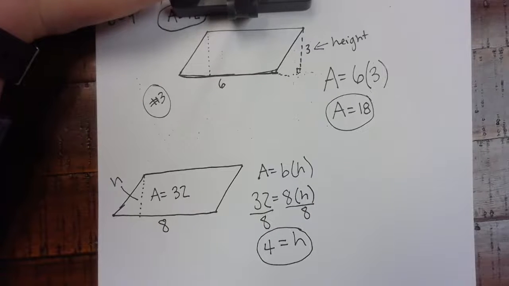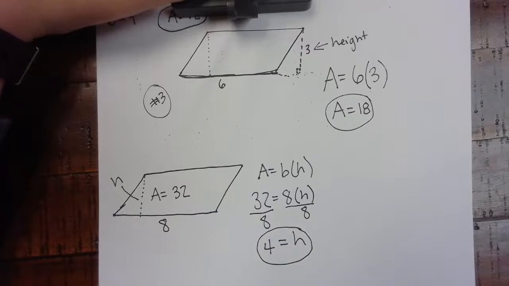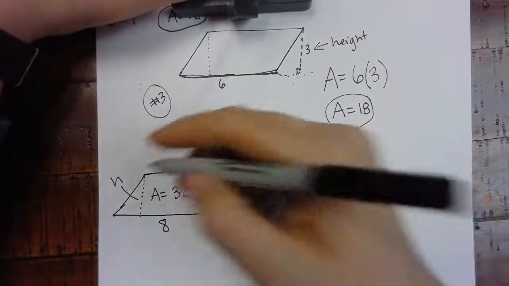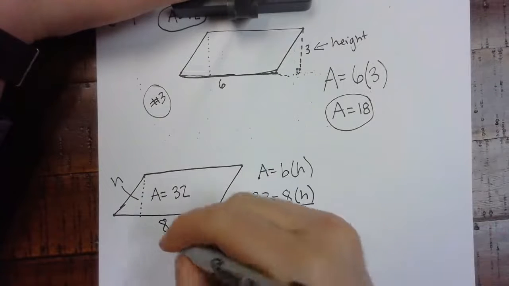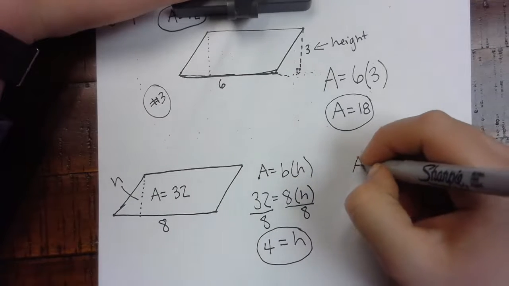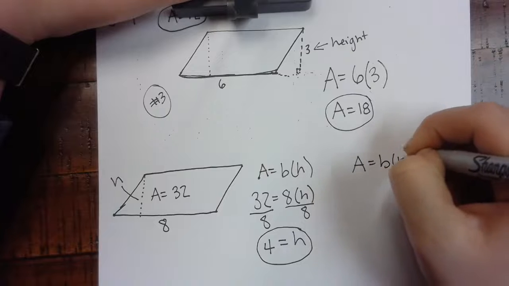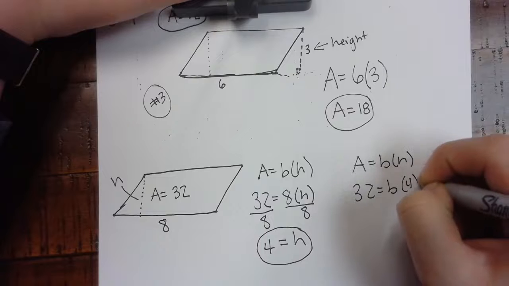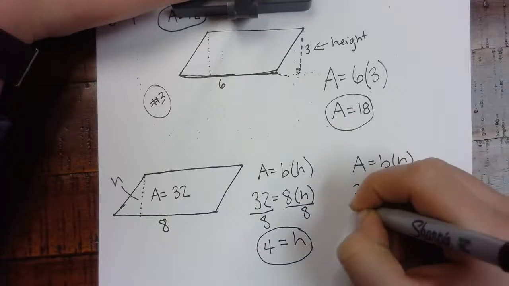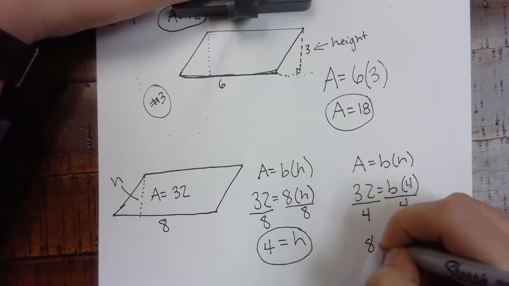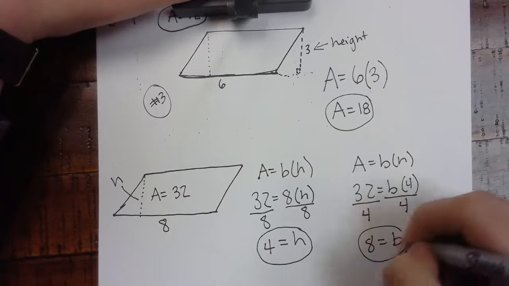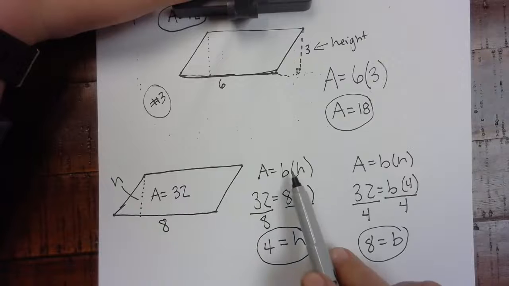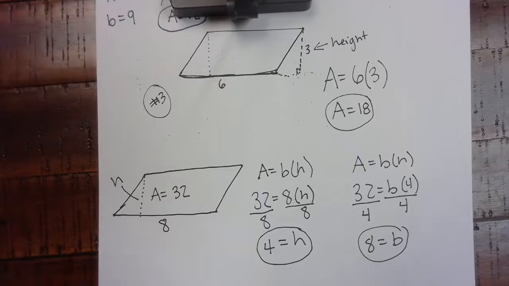You do the exact same thing if you're looking for your base. Let's say we know that the height is 4, right? We know this is 4, but we're still concerned about the base. You can just set our formula up again: 32 equals b times 4. You just divide by 4, and you get 8 equals b. So we know our base is 8. And once you plug it back in, 4 times 8 is 32. It matches the area that we already have.